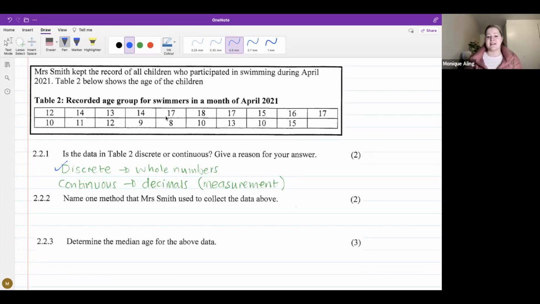Okay. Then let's have a look at 2.2.2. Name one method that Mrs. Smith used to collect the data above. What data collection method can you remember? How could Mrs. Smith keep track of this data? How do you think?